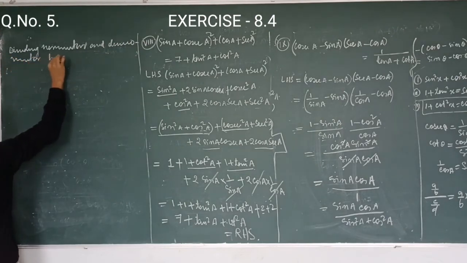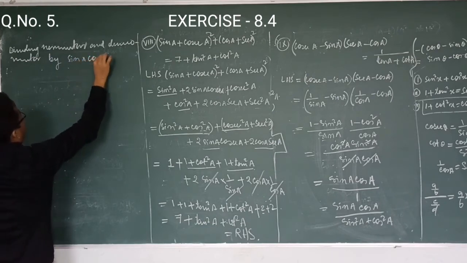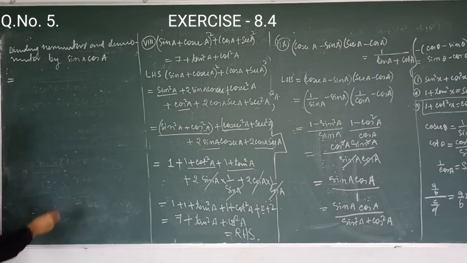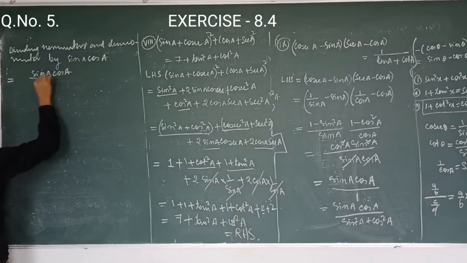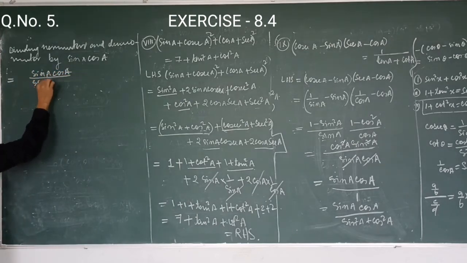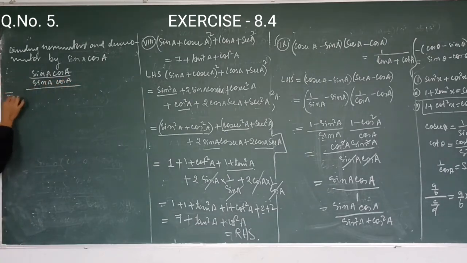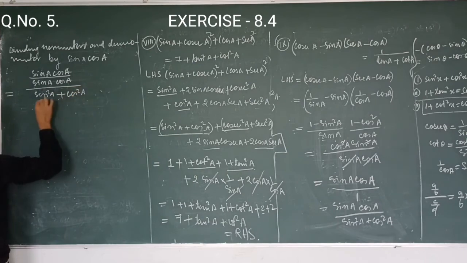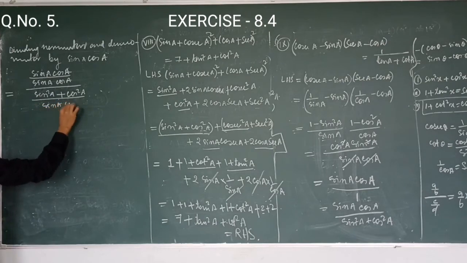by sin A cos A. Okay, sin A cos A. Then what will we get? You will see sin A by cos A in the numerator, and our denominator is sin square A by cos square, divided by sin A cos A.